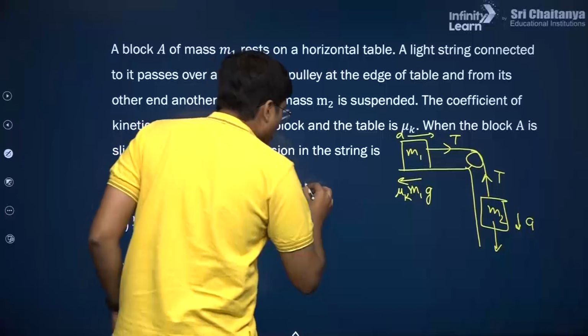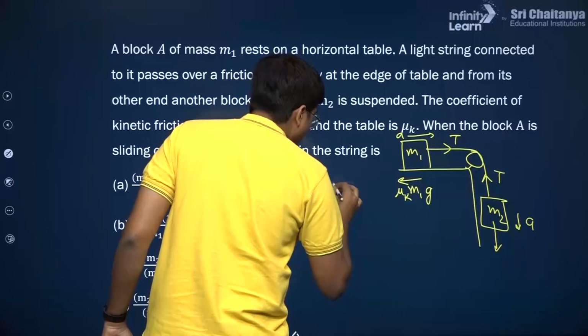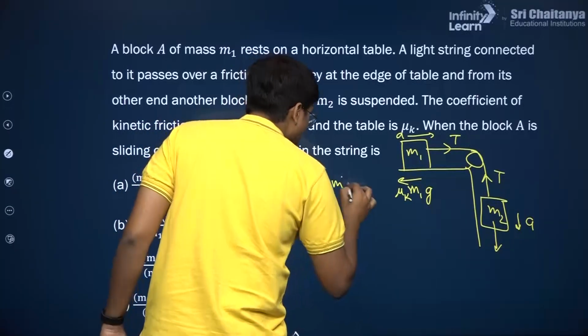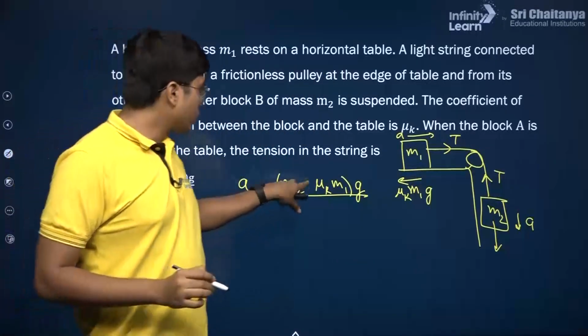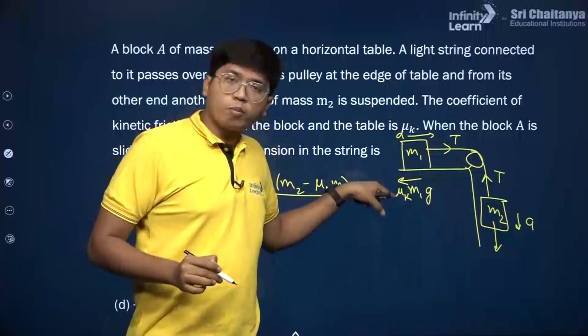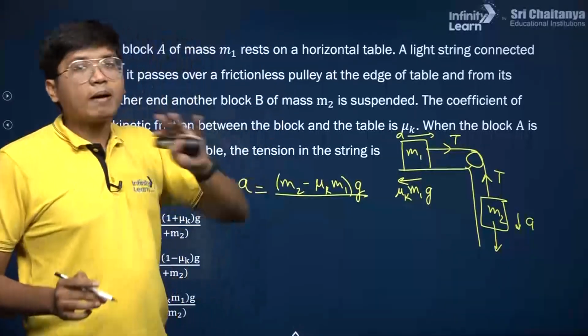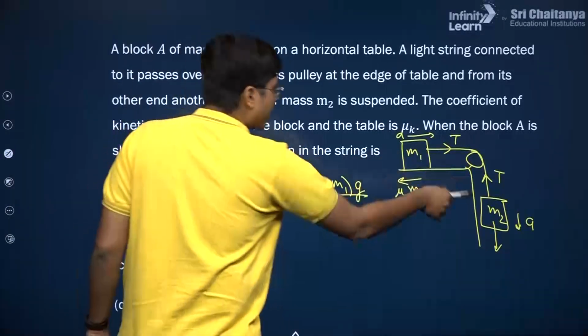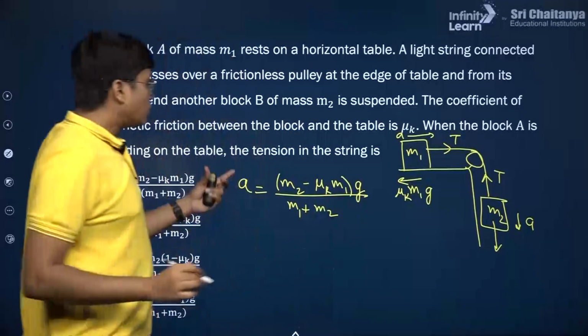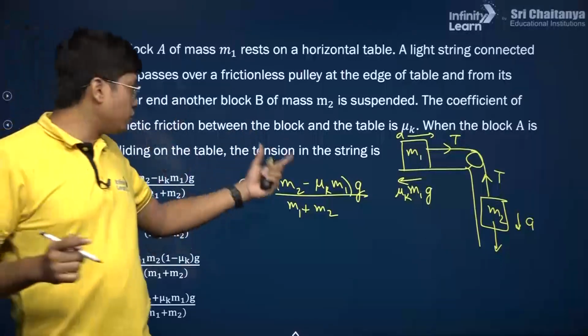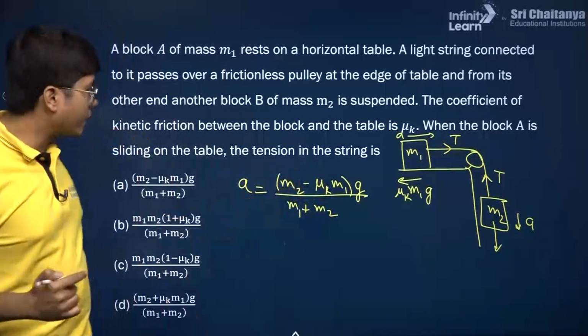So you have (m2 minus mu k m1) into g divided by, these are the competing forces. I put negative sign because they were pulling in opposite directions, divided by the total sum of the masses, that is m1 and m2. So it makes it m1 plus m2. Now this is the acceleration. Remember this relation. This is easy to get to once you know the competing forces.